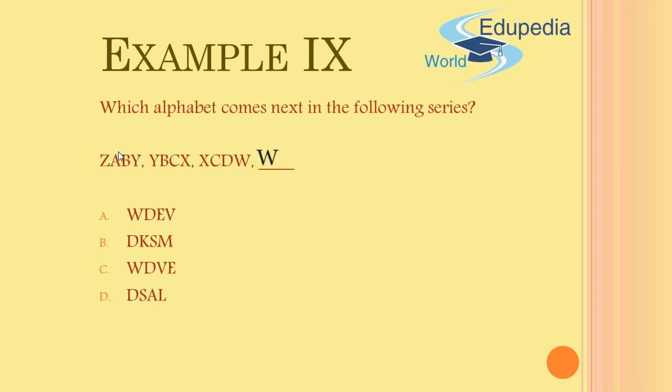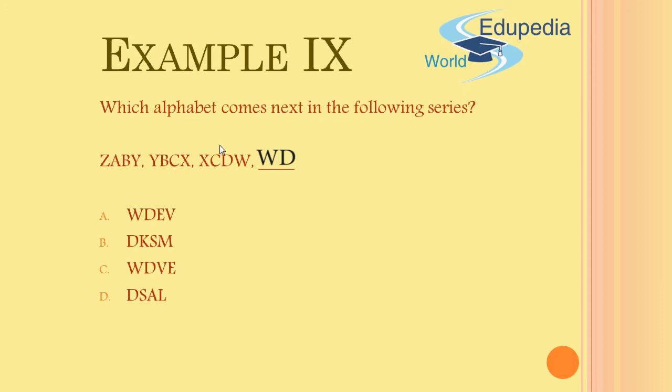Then I have A, B, C. Now I am looking at the second letters of each word. So it is A followed by B followed by C. Then the fourth one should be D. So it will be WD. By the first step itself, you would have known that A is the answer. Okay, but you may have confusing options in the exam. So we will do it regardless.